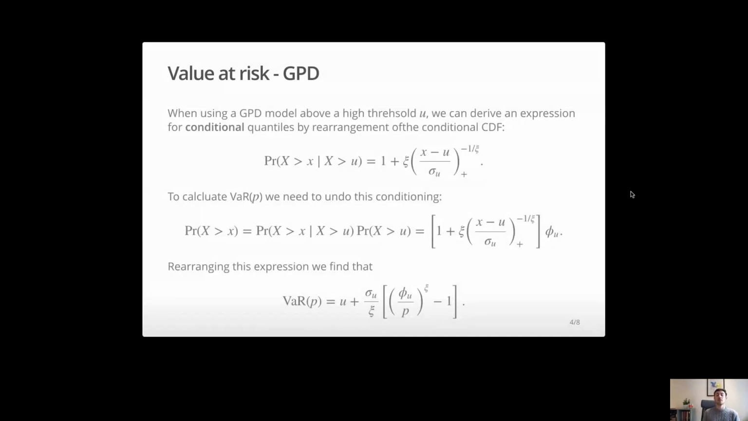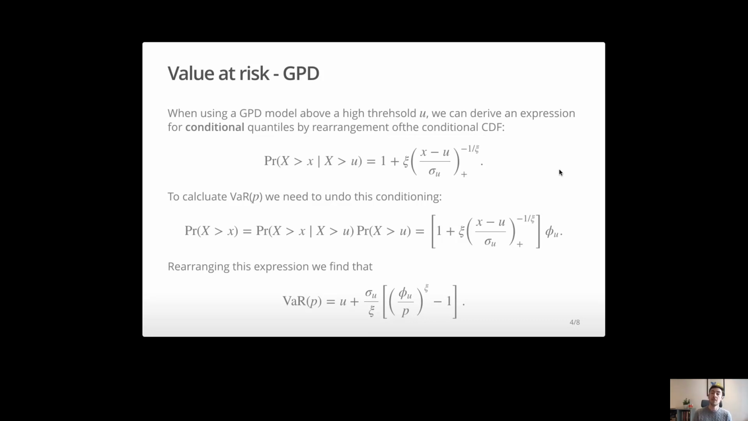So moving on now to the case where we want to estimate the value at risk, but we have threshold exceedance data that is IID. In this case, what we have, by the very nature of our modelling, is an excellent expression for conditional quantiles being given simply by the GPD distribution itself. So the probability that x is greater than a little x, given that it's greater than some high threshold u, is going to be given by the GPD distribution here.